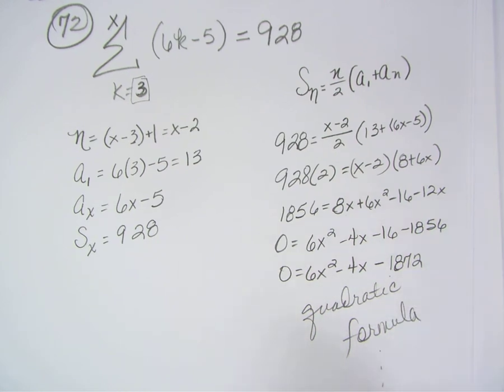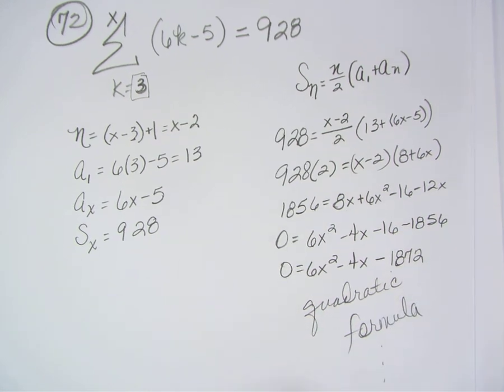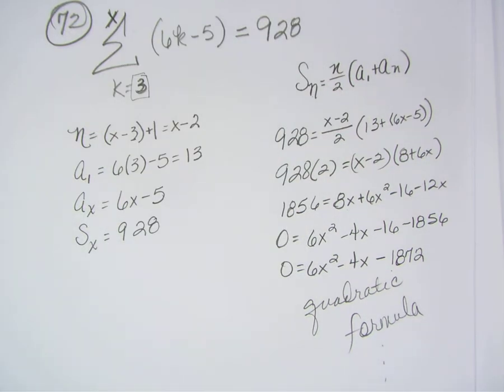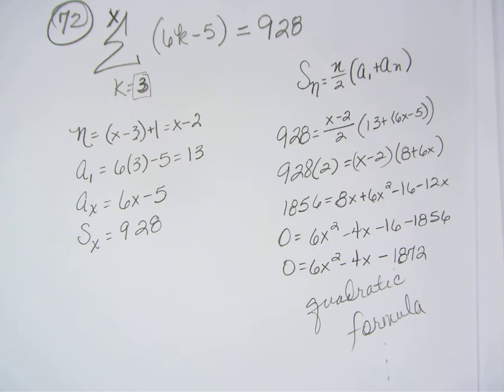Okay, so you're going to get two answers. If one of them is negative, you know it's not going to work because this is a term number. You can't have a negative term number. It's pretty complicated.